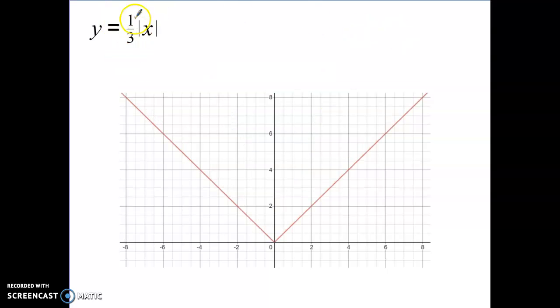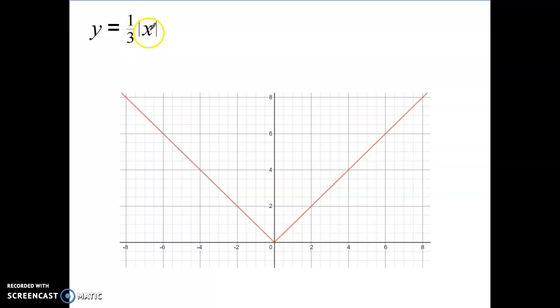Okay, so let's look at what happens when I have this 1/3 right here. I'm back to my original y equals absolute value of x, and this multiplier of 1/3, what that's going to do is it's going to take every value that I would have had for y, and I'm going to multiply that by 1/3.